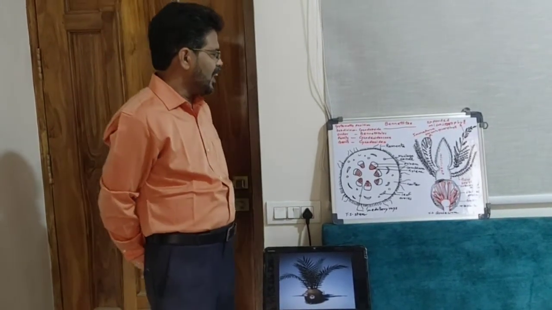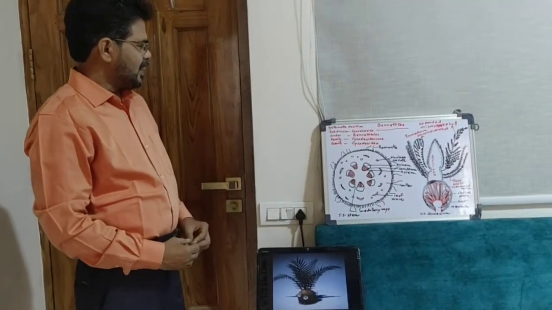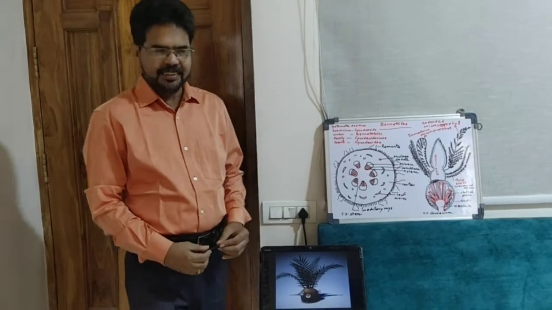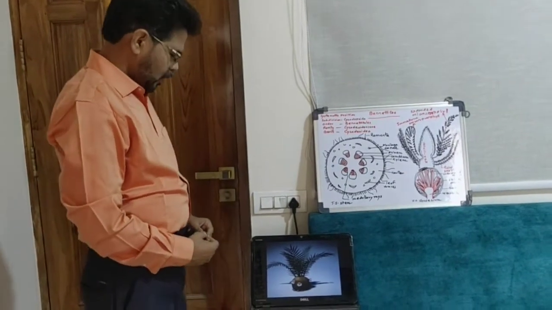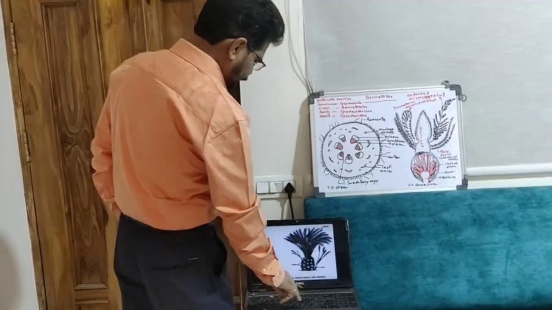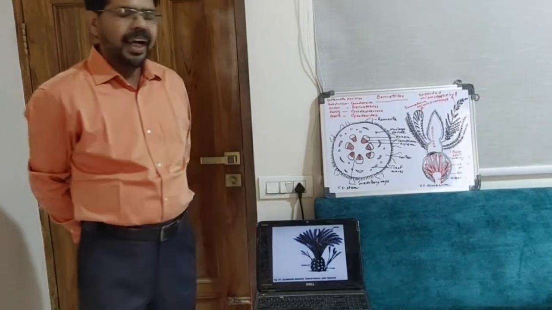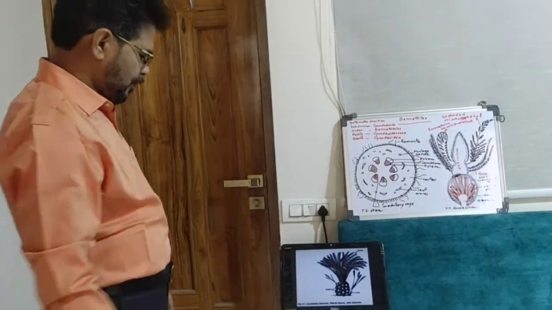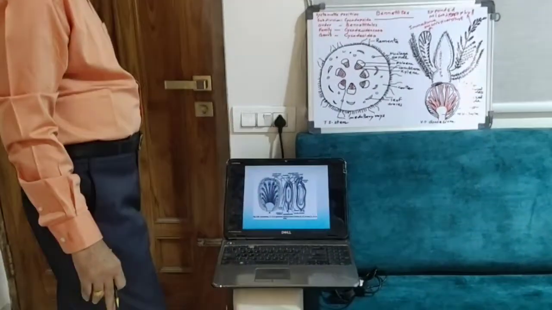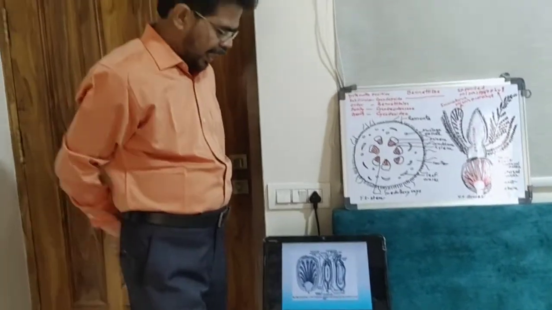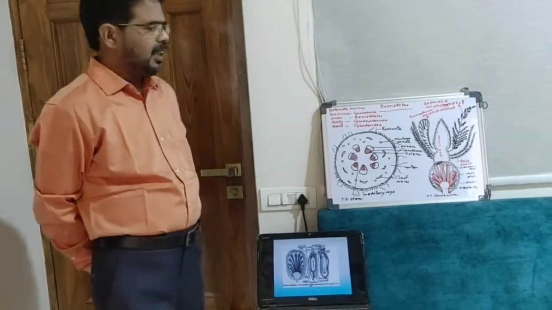We are going to understand one of the fossil gymnosperms, Bennettitis. This is a fossil gymnosperm which was present during the early Jurassic and late Cretaceous period in different countries, like in America, in Europe, Russia and also in India.